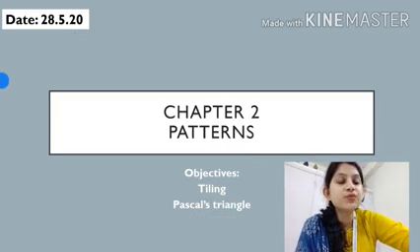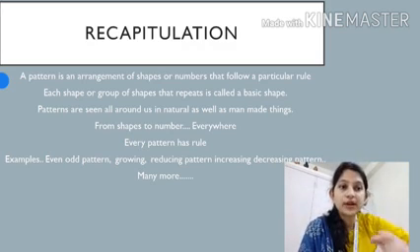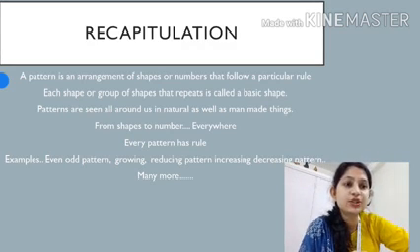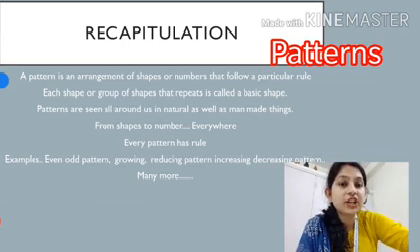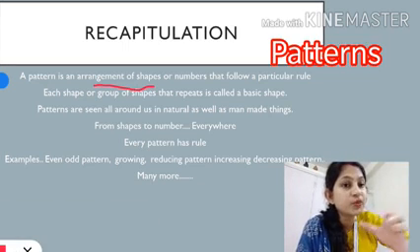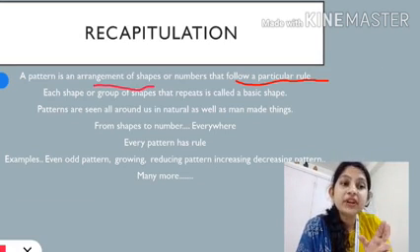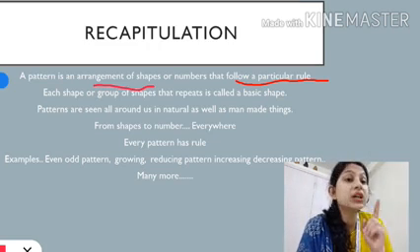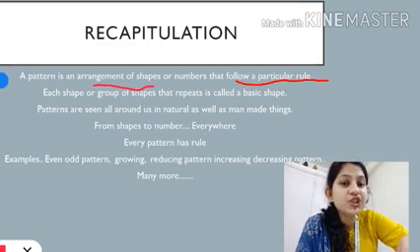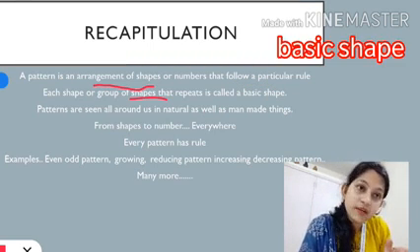Okay, so let's move ahead and have a small recap of things which we have learned till now in the chapter. In short, we are going to revise. What is a pattern? Pattern is an arrangement of shapes that follow a rule. That means every time, whatever the pattern may be, it follows a rule. And each shape or group of shapes that is repeating is called the basic shape.